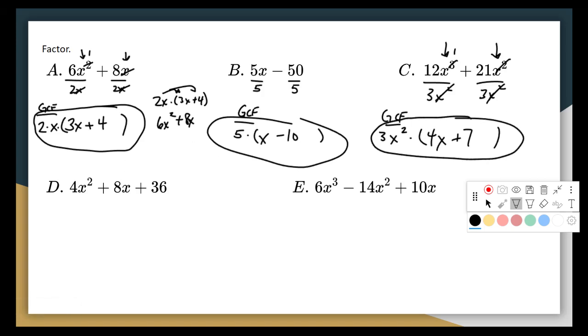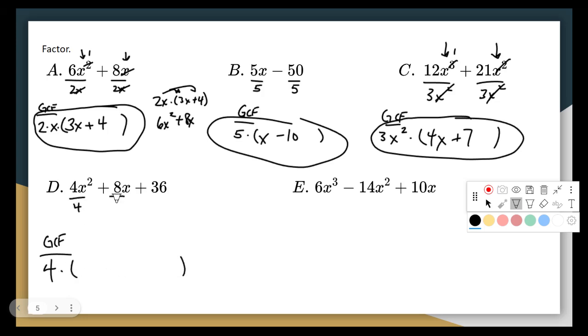Now we try letter D. 4x to the second plus 8x plus 36. GCF. 4 goes into 4, 8, and 36. The first term has 2 powers of x. The second term has 1. The third term has none. So I can't take any powers of x out because the third term doesn't have any to take out. So my GCF is only 4.